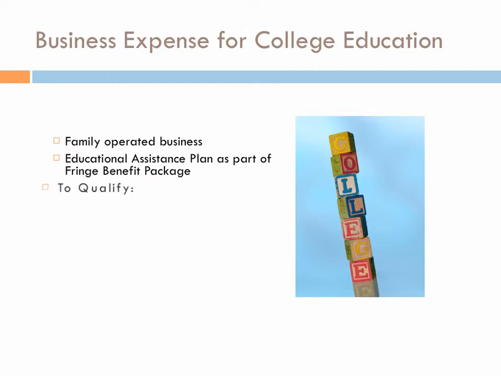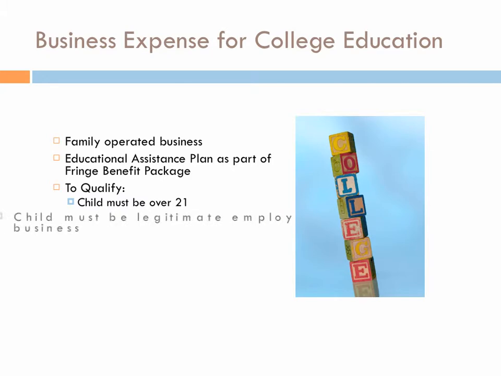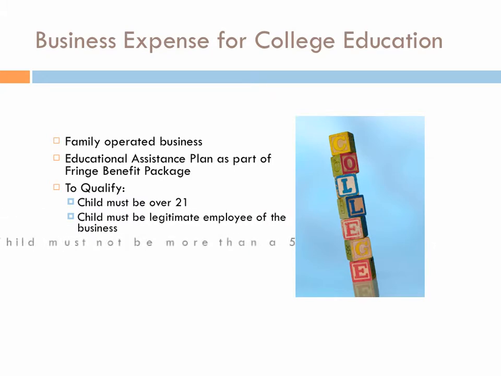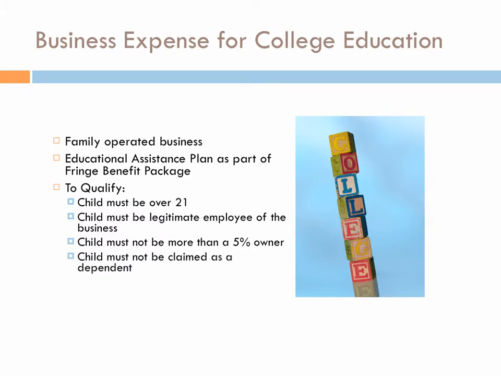For your child to qualify, they must be over 21, they must be a legitimate employee of the business, they must not be more than a 5% owner, and you cannot claim them as a dependent. To establish the plan, you must adopt a written plan that covers a broad cross-section of employees. However, the fact that most or all of your employees are your children does not disqualify the plan.